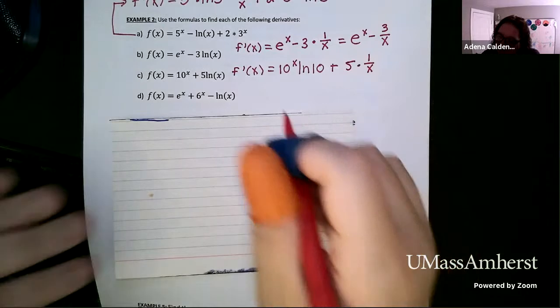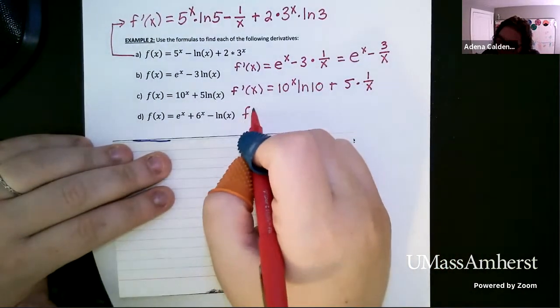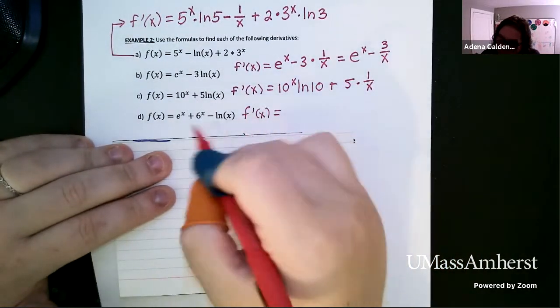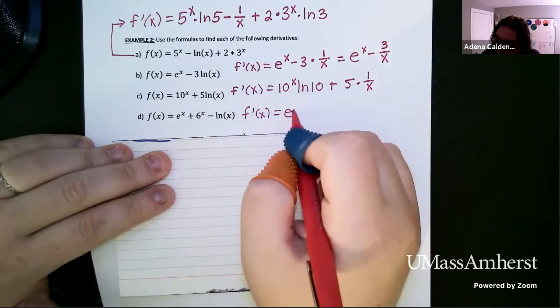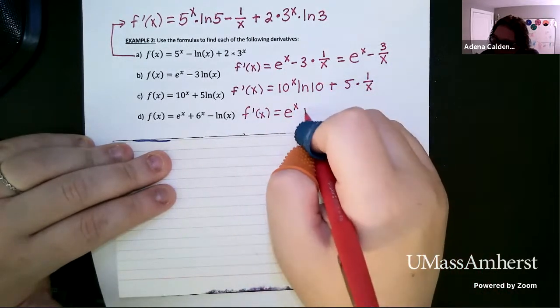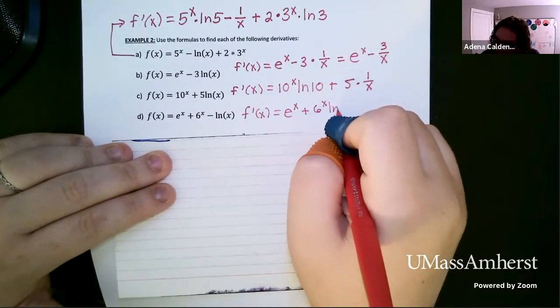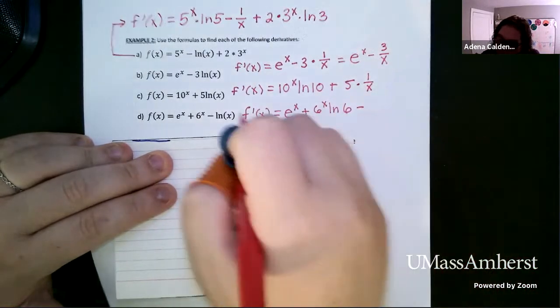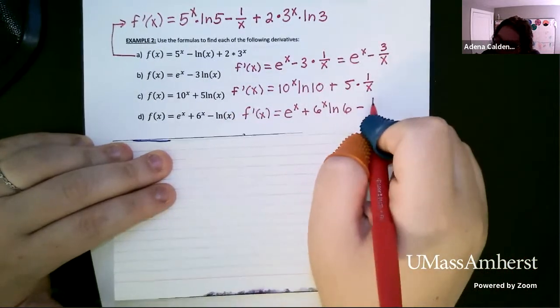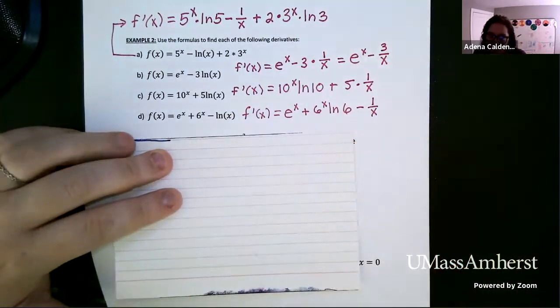And then finally, for part D, we start with the derivative of e to the x, which is e to the x. The derivative of 6 to the x is 6 to the x ln 6, minus the derivative of ln x is 1 over x, okay?